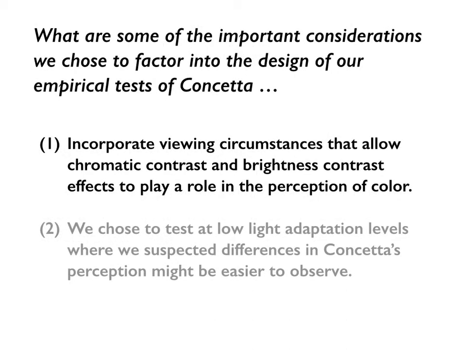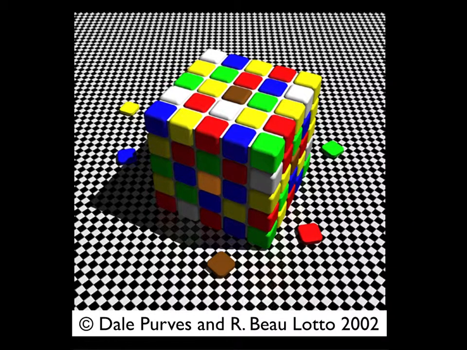In our design of experiments to test Concetta, we asked what some of the important considerations would be to factor into the design of the test. One consideration is the incorporation of circumstances that allow chromatic contrast and brightness contrast effects to play a role in the perception of color. Let me give you a demonstration.